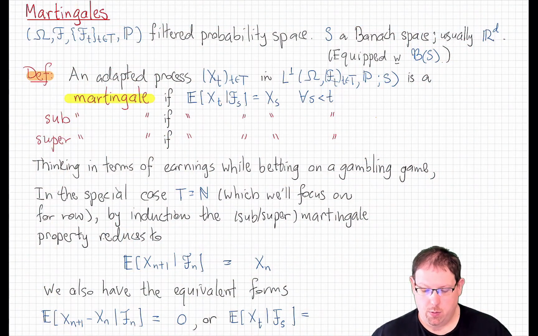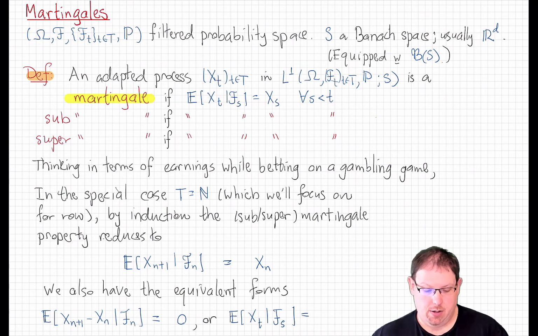As usual, we'll start with a filtered probability space and a state space. Almost always we're going to be dealing with a state space just of the real line in this setting. We could, for the definition of martingale, take S to be a more general Banach space. In fact, R^d will be a common choice later on, but for associated sub and super martingales that we'll define in a moment, we need to have a real valued process, so it's usually good to just think about the state space as the real line equipped with the Borel sigma field.